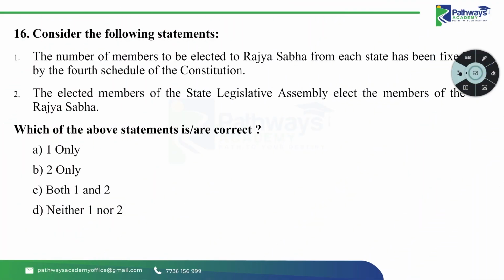Question number 16, consider the following statements. The number of members to be elected to Rajya Sabha from each state has been fixed by the 4th schedule of the Constitution.